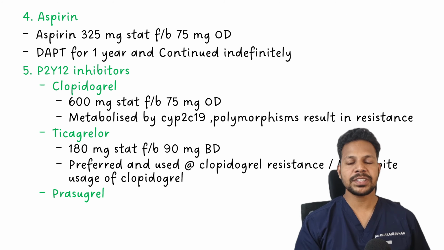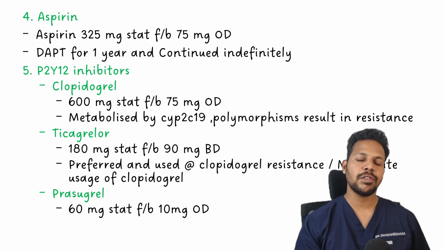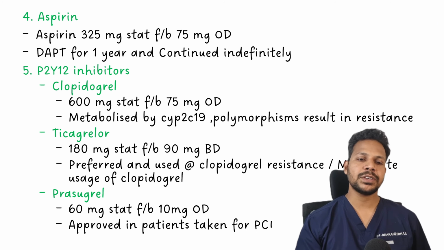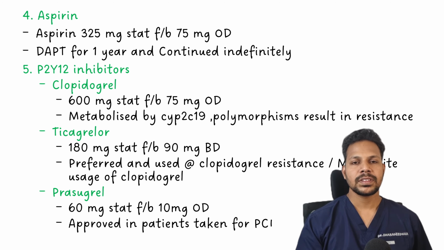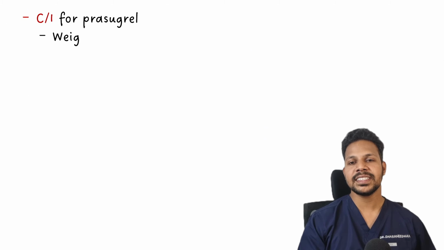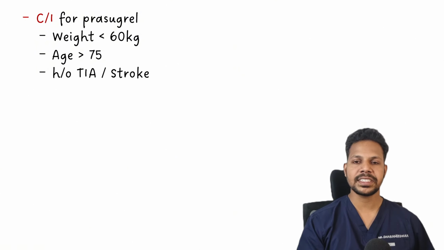And the third drug is prasugrel. The dose is a loading dose of 60 mg stat followed by 10 mg OD. This is approved in patients who are taken for percutaneous coronary intervention. There are certain contraindications for prasugrel. The contraindications are weight less than 60 kgs, age more than 75, and if there is any history of stroke or transient ischemic attack.